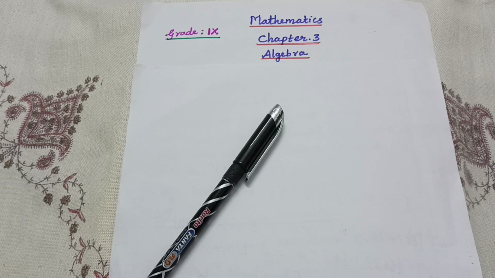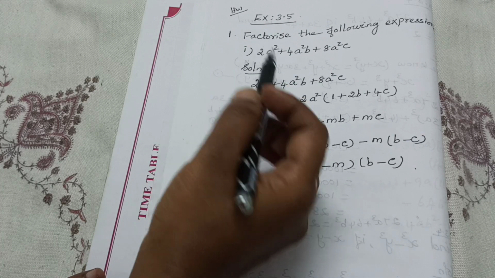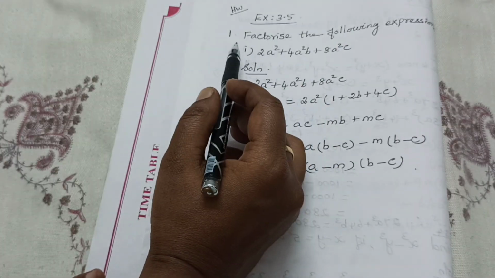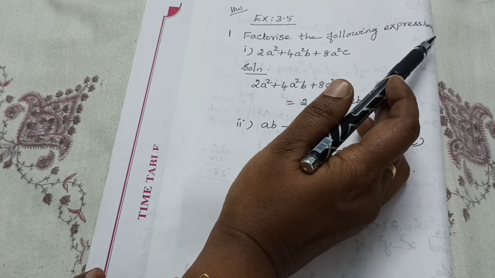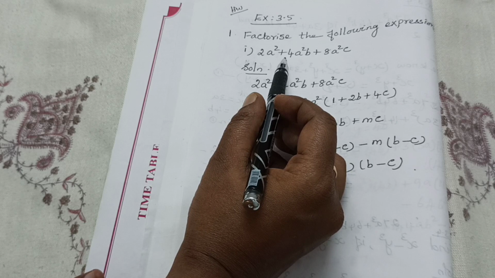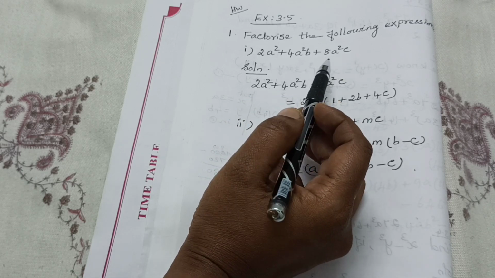Children, take your third chapter note and write it down. Everyone take your homework and check your answers. Exercise 3.5. First one, factorize the following expression. First one, 2a square plus 4a square b plus 8a square c.